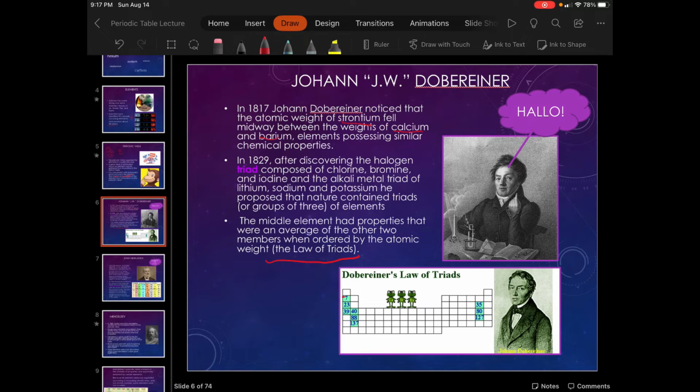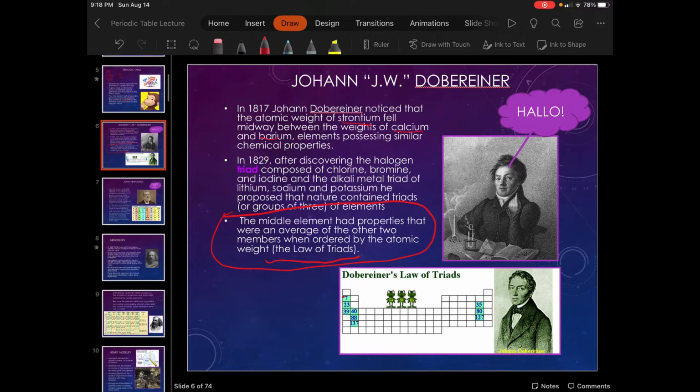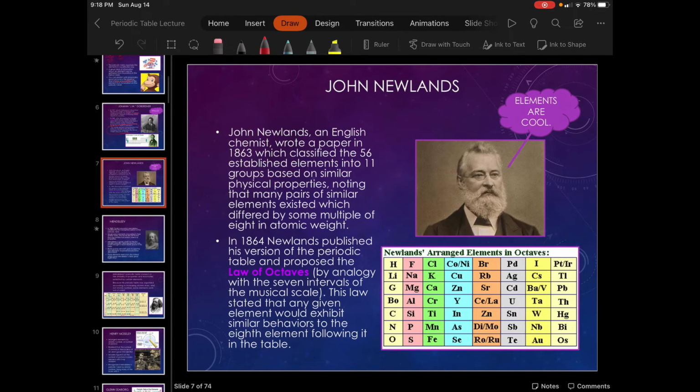Dobereiner said that there were similar chemical properties between strontium, calcium, and barium. In 1829, he discovered the halogen triad, chlorine, bromine, and iodine, and the alkali metal triad of lithium, sodium, and potassium. And again, he noticed that there were similar properties and that the middle element had properties that were an average of the other two members when ordered by atomic weight. So this is the law of triads. I'd spend some time with that. Now we move on to John Newlands.